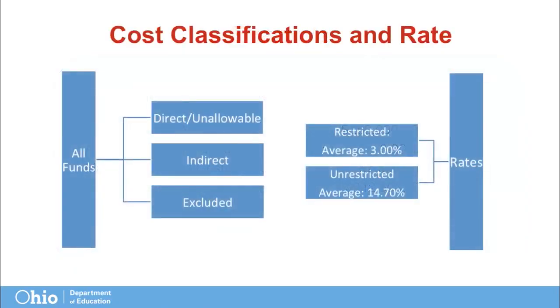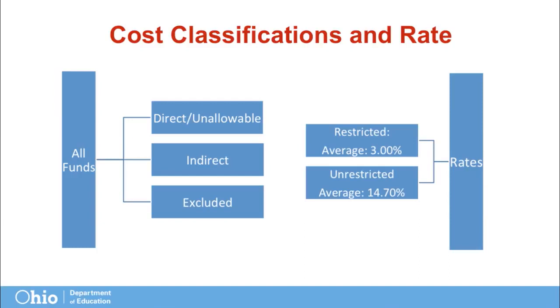Now that we've seen general information about indirect costs, let's briefly talk about indirect cost rate proposals. The workbook proposal provides a way for districts to classify total costs, regardless of the funding source, into three categories: direct unallowable, indirect, and excluded. Separating costs into these categories will result in the calculation of two indirect cost rates, a restricted rate, and an unrestricted rate.